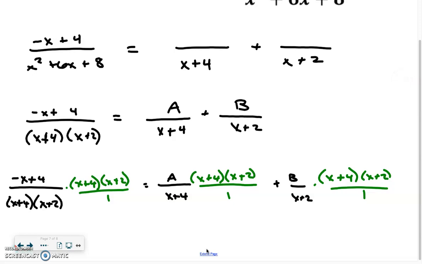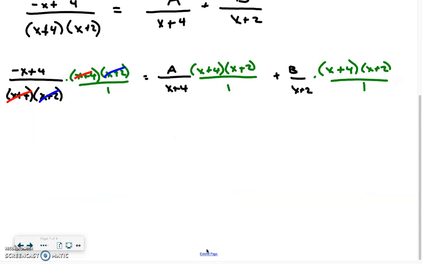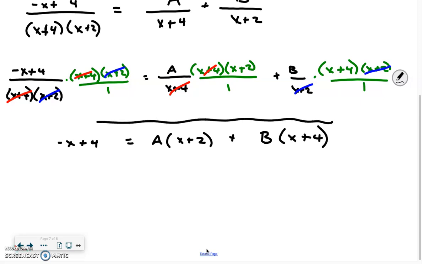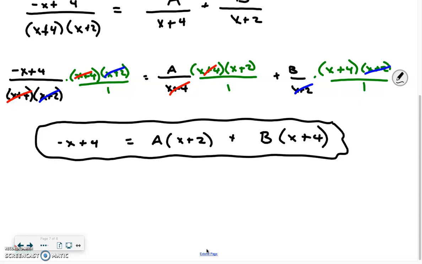All right, now the reason for doing this is that the x plus 4's will cancel, and the x plus 2's will cancel, leaving me on the left side with a negative x plus 4. On the right side, we initially have the x plus 4's cancel, leaving me with A times quantity x plus 2. And then my secondary term here, the x plus 2's cancel, leaving me with B times the quantity x plus 4. Now remember that we refer to this as our model, and we're going to use this model to solve for A and B.